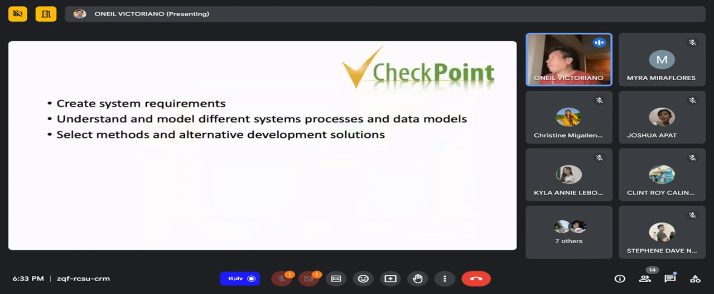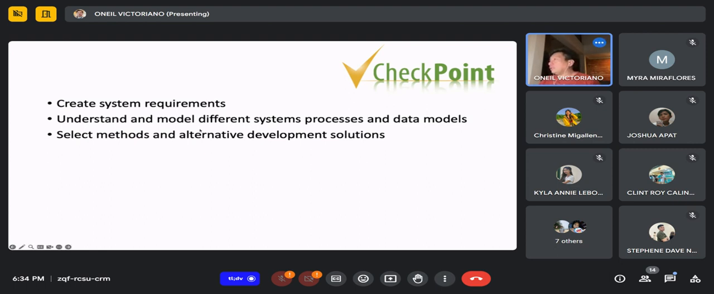So the checkpoint for this part would be checking on system requirements, no? So to be able to understand the requirements of the organization, the requirements of the system. And that's part of being analysts and being auditors, no? As part of the exam. And to be able to understand and model different system processes and data models using different tools, no? Like flow charts, like ERDs for data model. For process model, we have data flow diagrams.